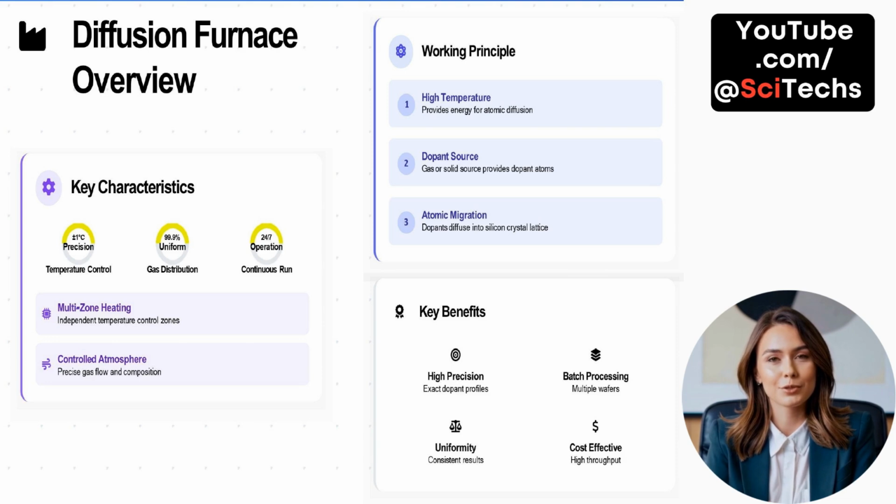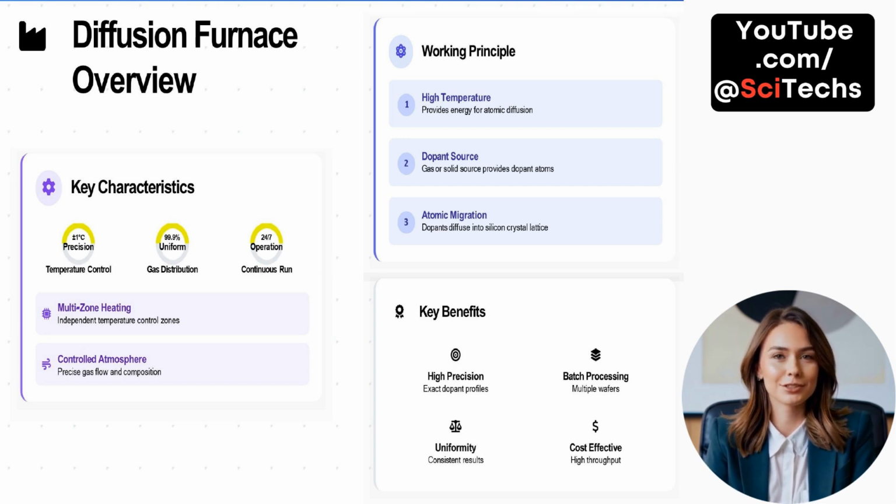Diffusion furnace overview. Diffusion furnaces are defined by a set of key characteristics that enable precise and repeatable semiconductor processing. Temperature control with plus or minus 1 degree Celsius precision ensures that dopant atoms diffuse consistently across all wafers. Gas distribution is 99.9% uniform, which is critical for achieving reliable dopant concentration profiles.